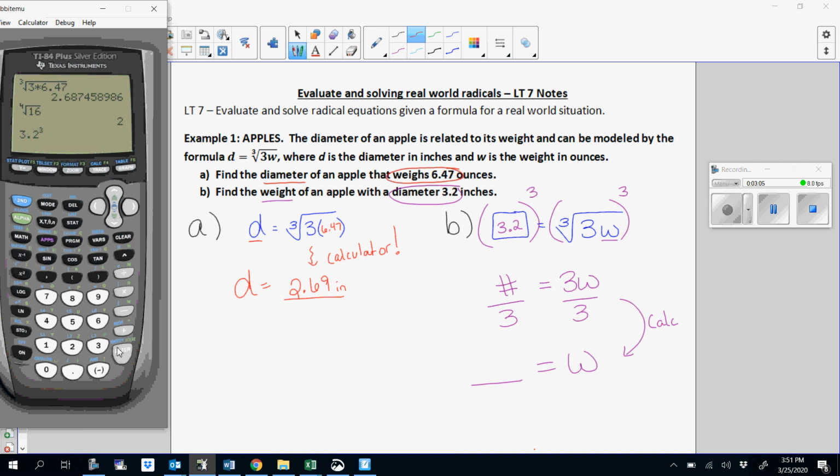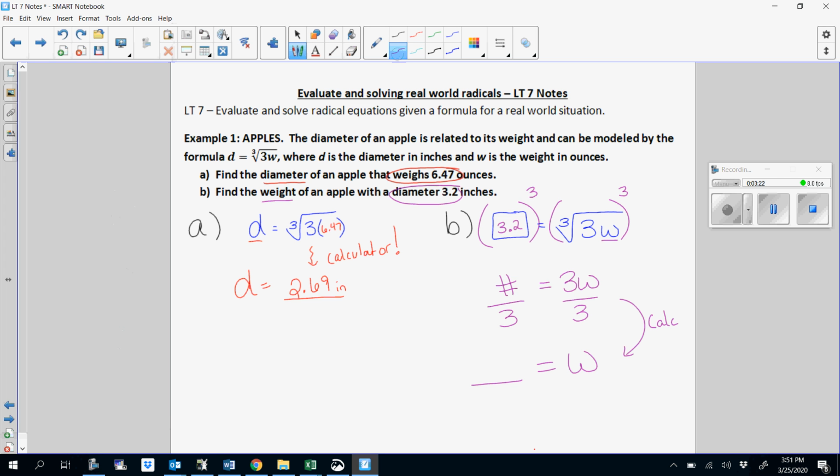The weight in part B, we would need to take our 3.2 and cube it. Probably should have put parentheses around that just to be safe, but that is cubing 3.2. And then we need to take that number, whatever it is, and divide by 3. So divide by 3. The weight of the apple is 10.9 ounces. So pretty straightforward, just plugging in whatever you were given to find the other variable.